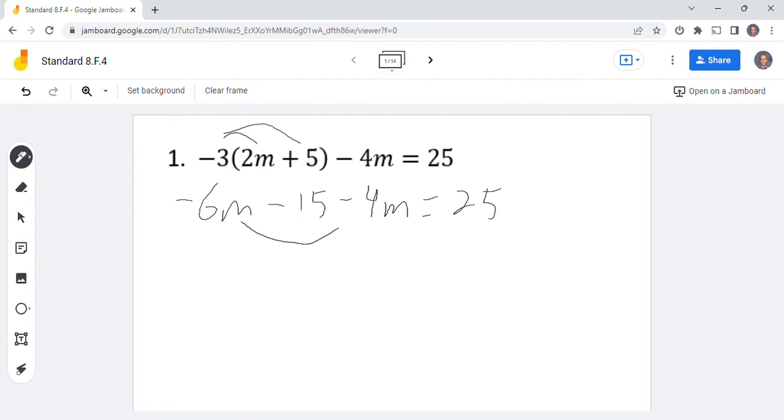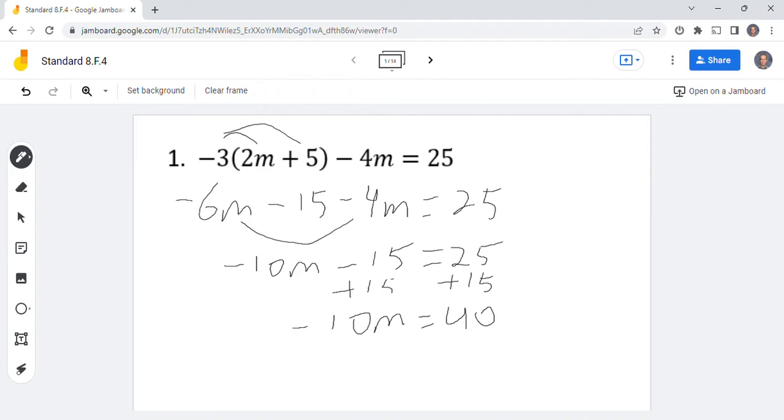We're going to combine these like terms right there. Negative 6m and a negative 4m together make negative 10m. Still have that minus 15 and the 25. Now let's get rid of the 15 by adding 15 over onto the other side. Leaves us with negative 10m. The other side ends up being 40. We're going to finish this out by dividing by negative 10. Divide by negative 10 and we get m equals negative 4.